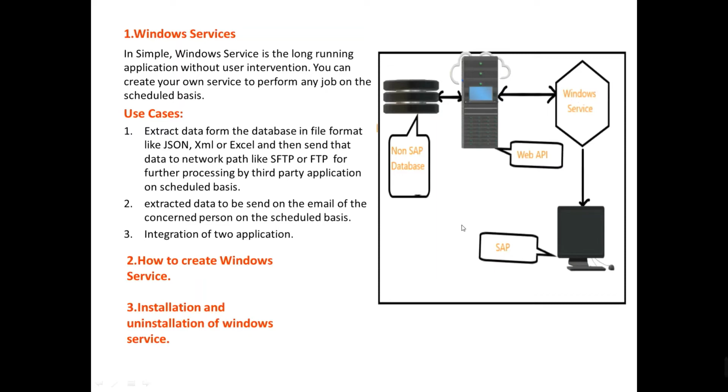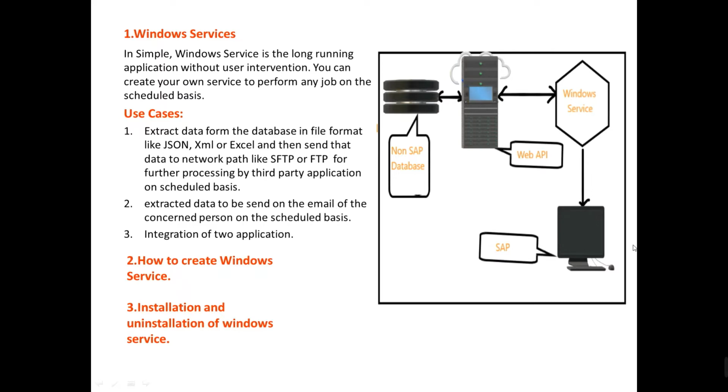In the third, we have integration of two applications. As I have also created a diagram here, you can see where we are integrating a non-SAP database to an SAP application. That non-SAP database might be connected with any third-party application. So suppose your order is booked from a third-party application and it is coming inside this database, and you want to add that order inside SAP Business One. So how can you do that?